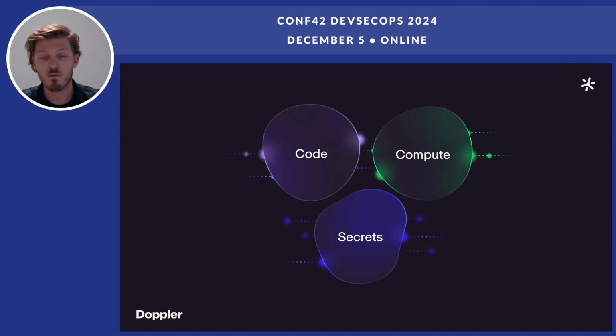three. For code, we have things like Git and GitHub and CI for managing the lifecycle of our applications and deploying them to where they need to go. We've got compute like Kubernetes, IAC, Terraform and Pulumi that are responsible for managing how we deploy our code. And then we've got secrets. What do we have there, right?